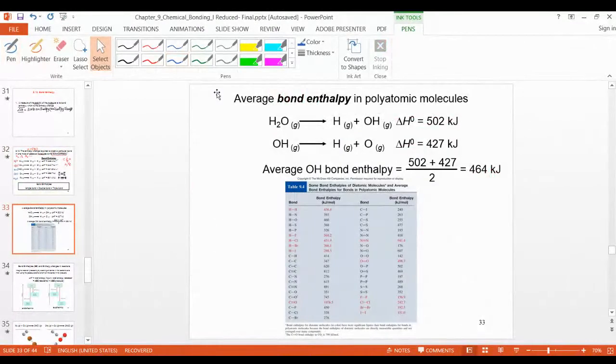Okay, now we have this. This is a simple calculation. How many bonds are broken? The bond enthalpy in a polyatomic molecule. This is water, H-O-H. So first this bond is broken and then the second one is broken, right? So two hydrogen bonds are broken. That's why the total they calculate is 502 in this case.